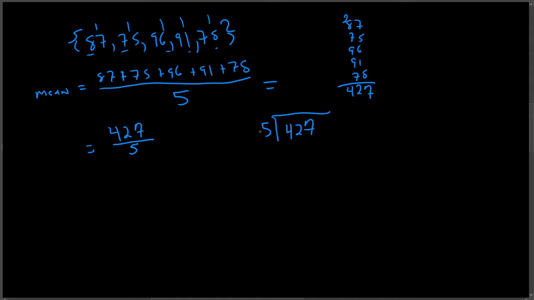So I'll do this division. 5 goes into 42 8 times. Bring down the 7, goes in 5 times. Well, I'm going to have to put my decimal point. I'm going to borrow a 0. 5 goes into 20 4 times. And I have no remainder, so I'm done. So the average, or the middle, by value is 85.4.